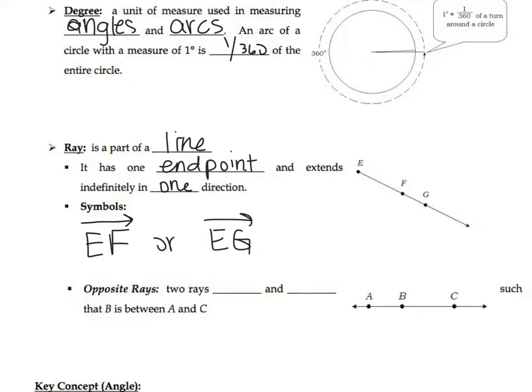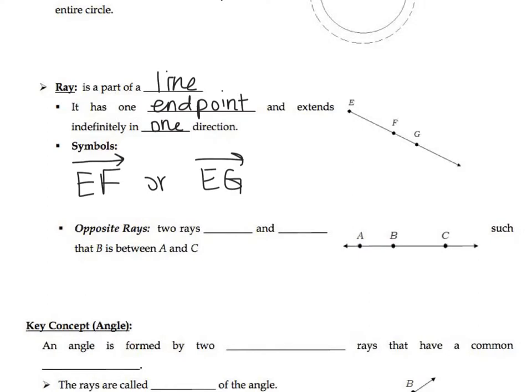Then we also have something called opposite rays. In our picture, we have 2 rays: ray BA and ray BC, such that B is between A and C. So what it boils down to is if you have a line with 3 points on it, you can take the point in the middle and use that to create 2 rays, as in our picture here. So we have ray BA and another ray BC, which make up the line AC.